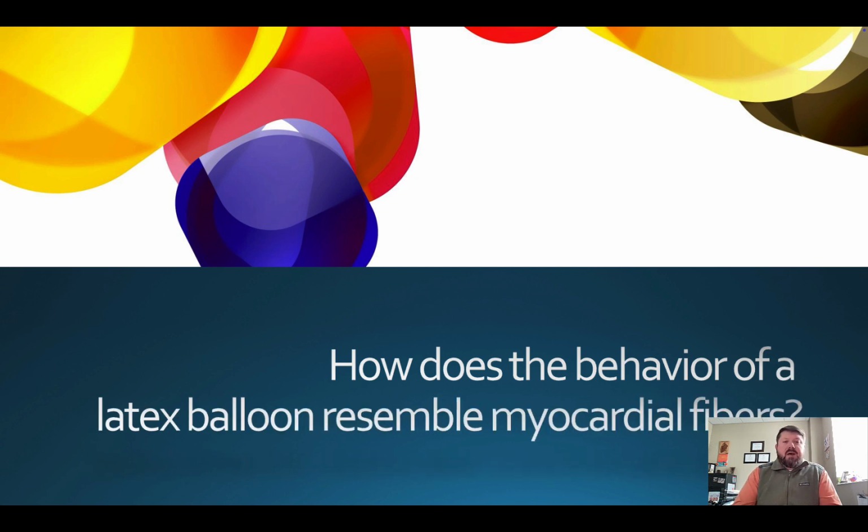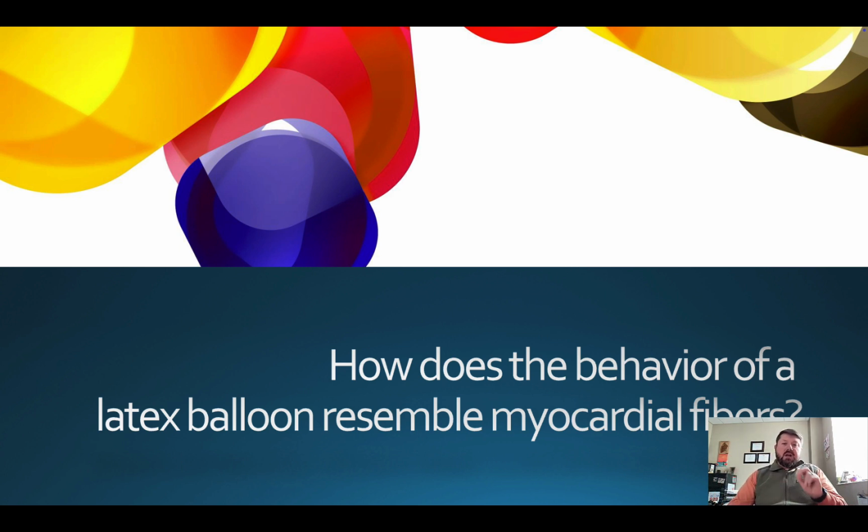Question for you. Think about it. How does the behavior of a latex balloon resemble myocardial fibers? Well, if you think about an elastic balloon, the myocardial fibers are designed to be elastic as well, and you've got hollow chambers that are designed to expand when more blood is put into them, just like the balloon is designed to expand as more air is blown into it. However, when released, if you've got a little bit of air in the balloon, it will only go a short distance. But if you put more air in it, you stretch the walls of the balloon more, and it will go a longer distance.